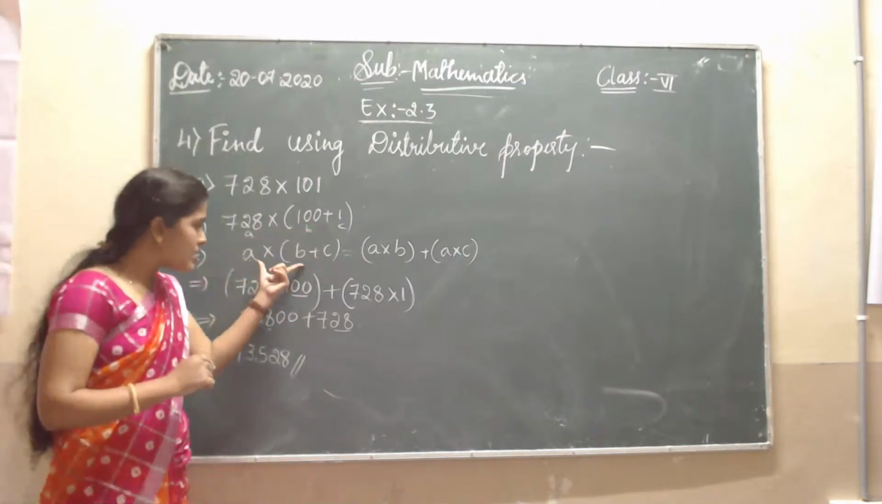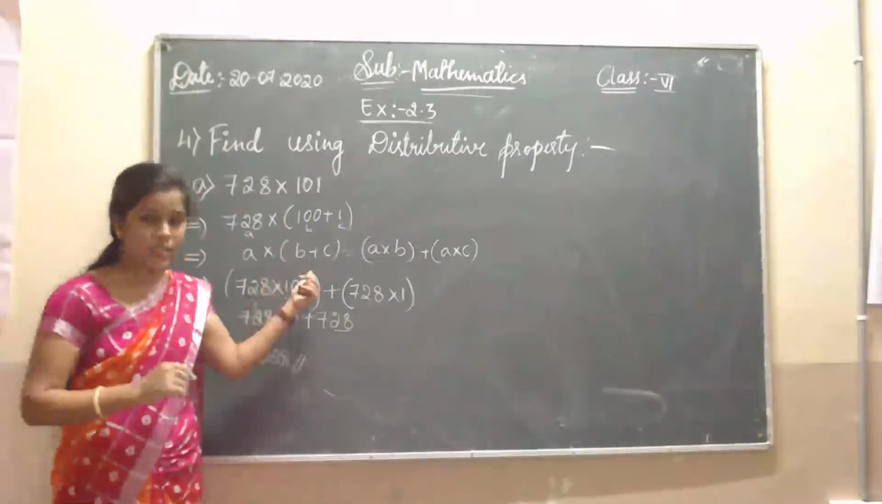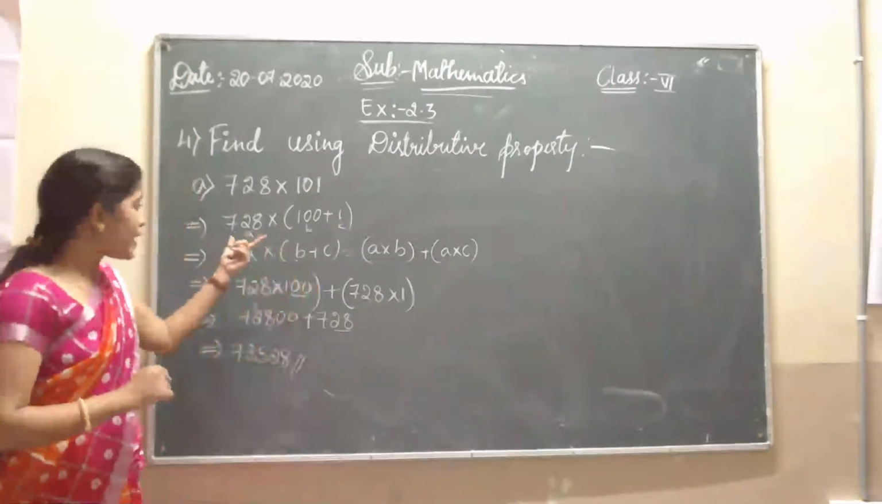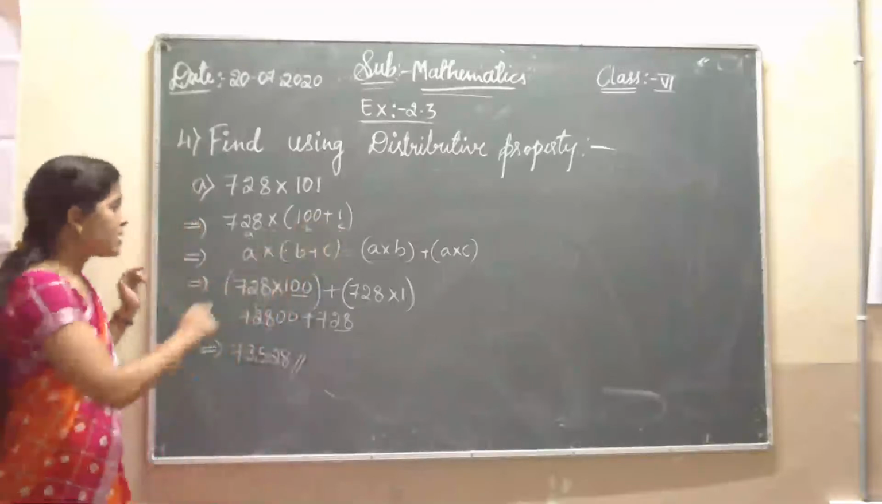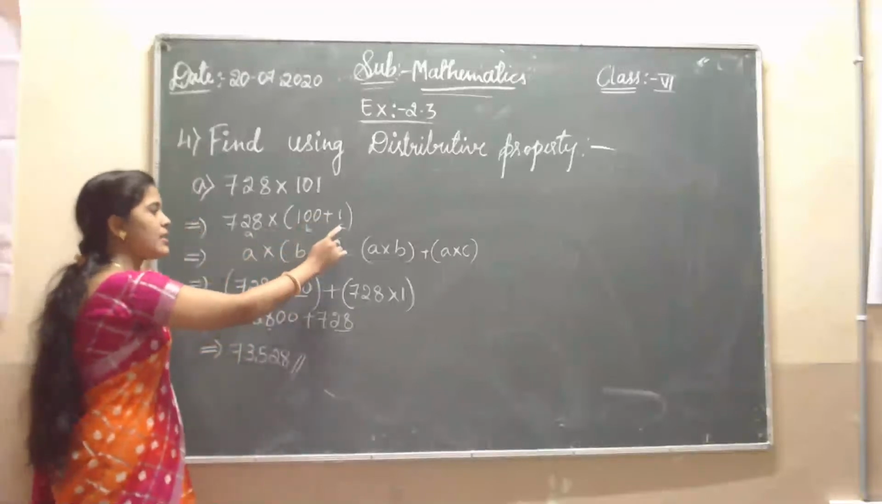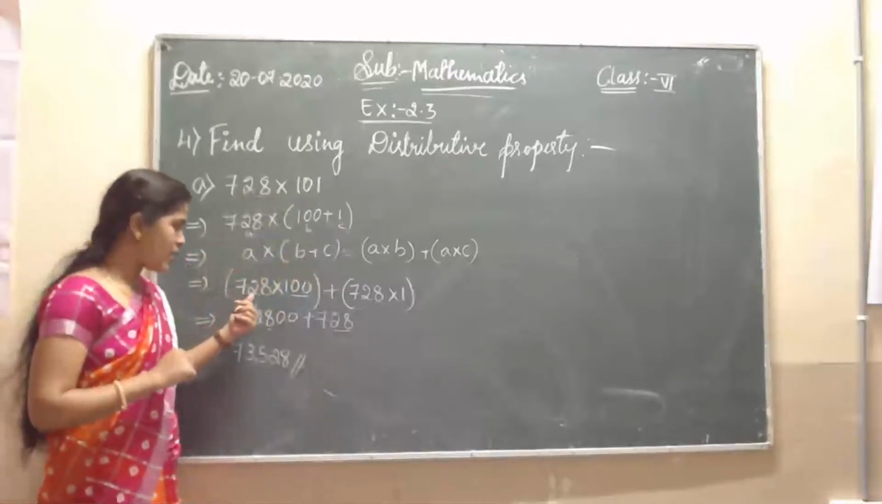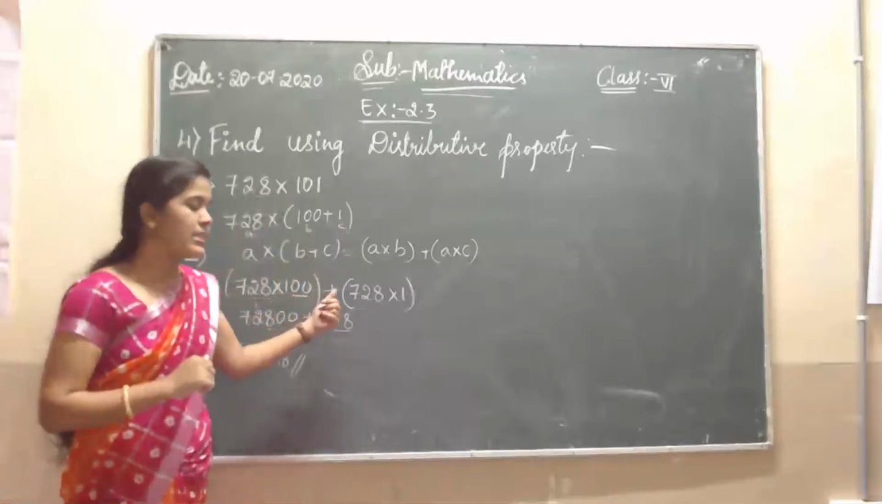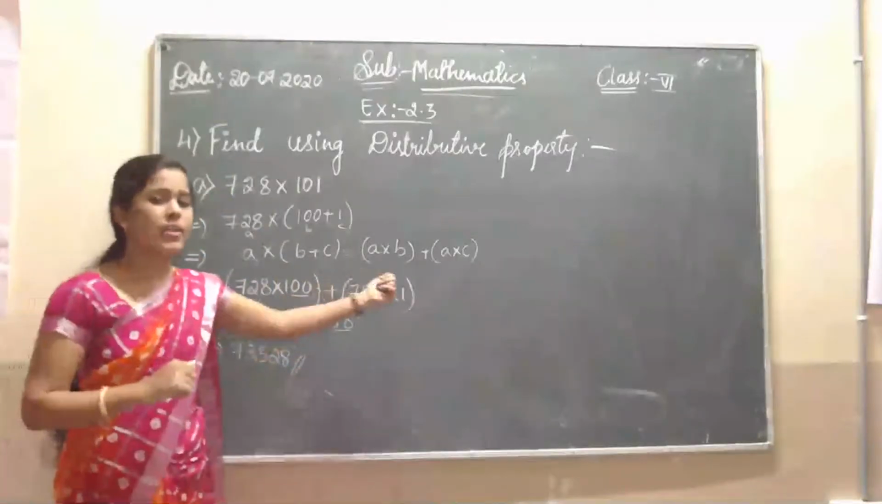Understood? A into (B plus C). We will get this in the form of A into (B plus C). Now take this as A, this as B, and this as C. Now substitute these values in this equation. 728 into 100 plus 728 into 1. A into B plus A into C.